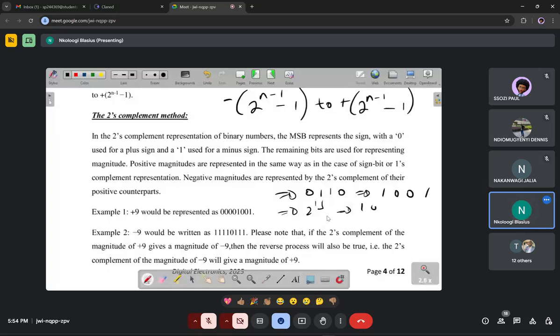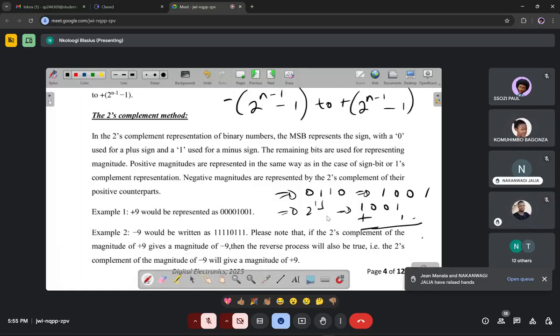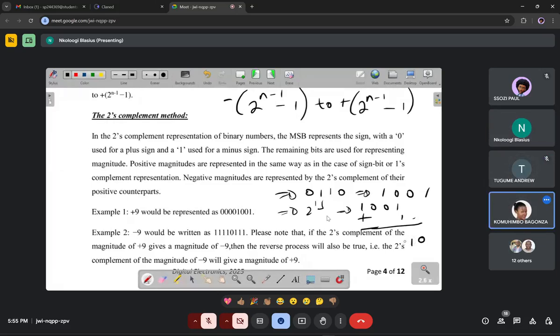In this case, 1001 plus a 1. What will be the answer here? Who can contribute? I see if someone is not yet lost. What is the answer here? 0, 0, 1. Are you sure it's a 1 again? Sorry, 0, 1. Yeah, like that. This will be the two's complement.